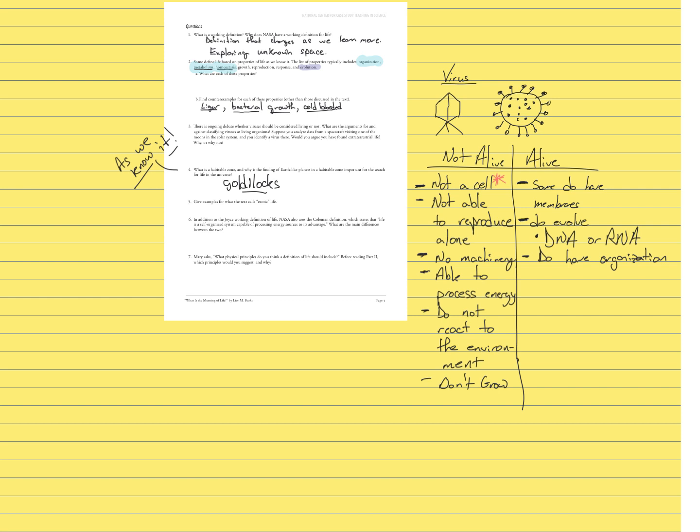All right, give examples of what the text calls exotic life. So life that is not like that on Earth. Life that is based on silicon, right? Life based on energy.